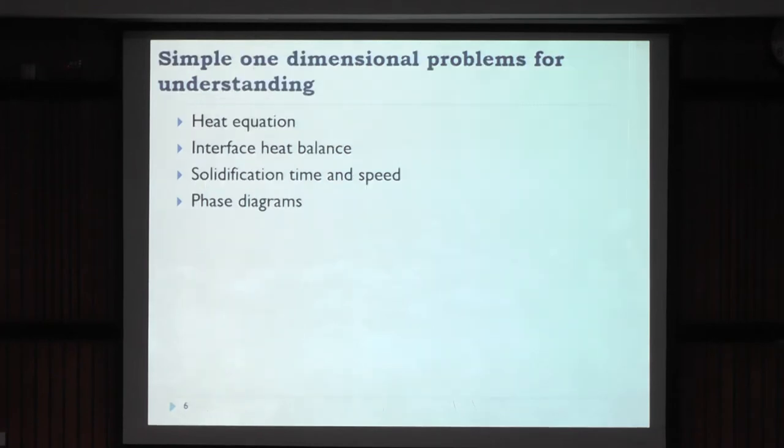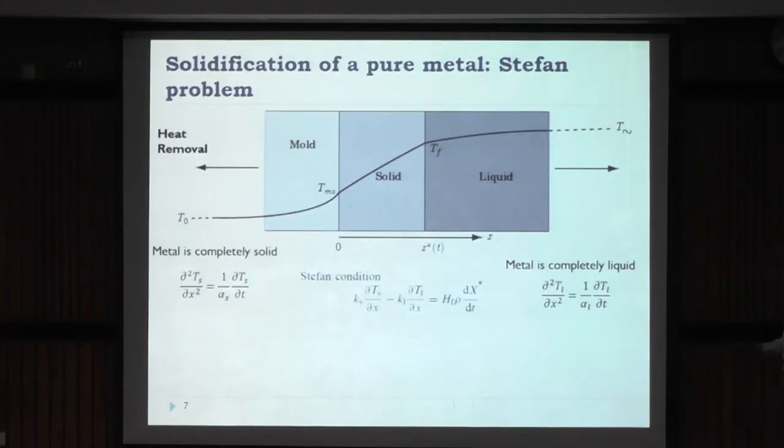Now, first we will start with this one-dimensional problem, which is famously known as the Stefan problem. Basically this problem is a conduction-based model. However, to model this phase change, they incorporate an interface heat balance, and then use different techniques to solve that equation. For example, if I take the solidification process of a pure material, because I will show you impure material also, it is basically changing phase from solid to liquid or liquid to solid, whichever you take.